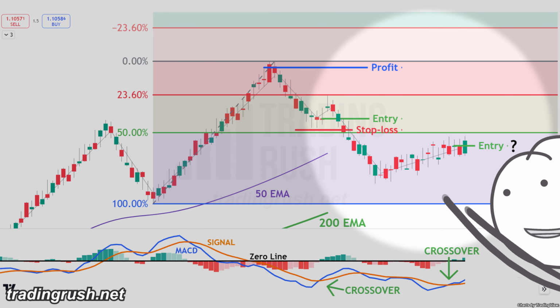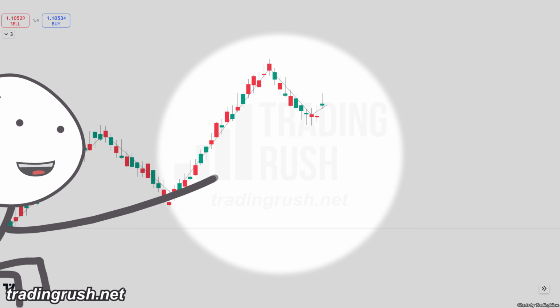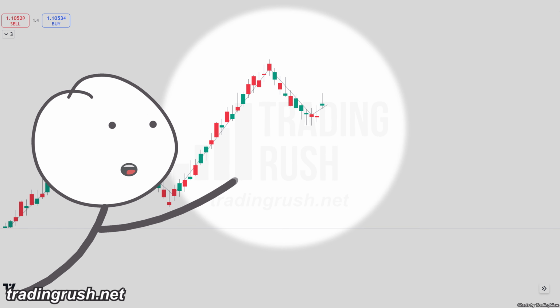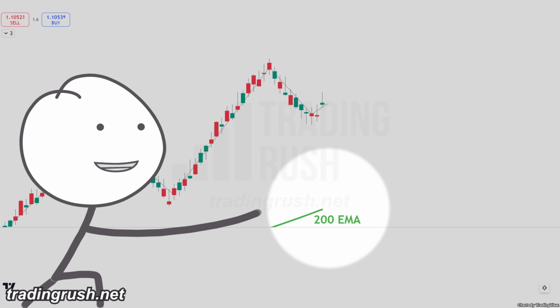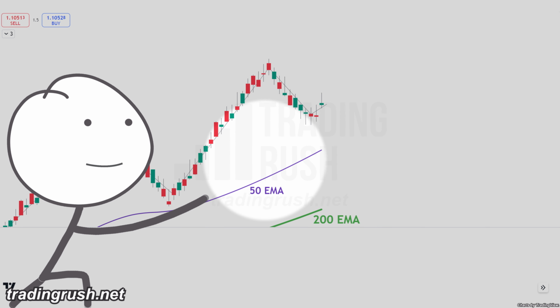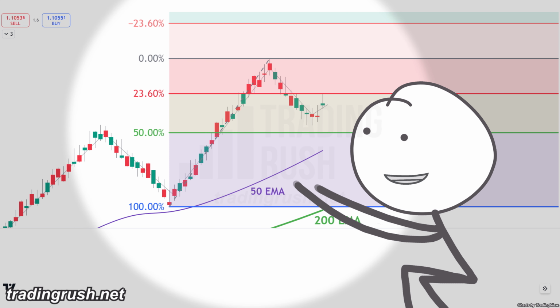So how do I fix this two same trades problem? Well, here's what I did. I modified the first strategy steps a little bit. Step 1. I still used the 200 EMA for trend direction. Step 2. I still used the 50 EMA to see if the trend was strong or slow. Step 3. If the price was uptrending, I placed the Fibonacci tool from the swing low to the swing high.